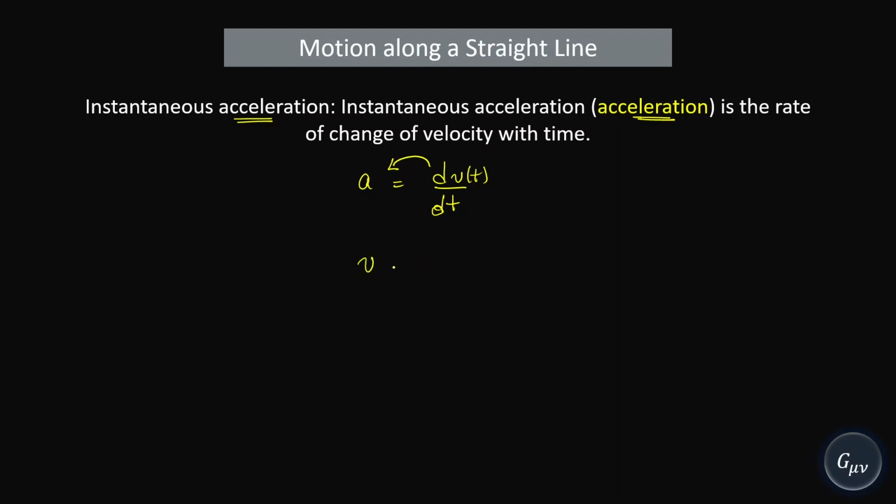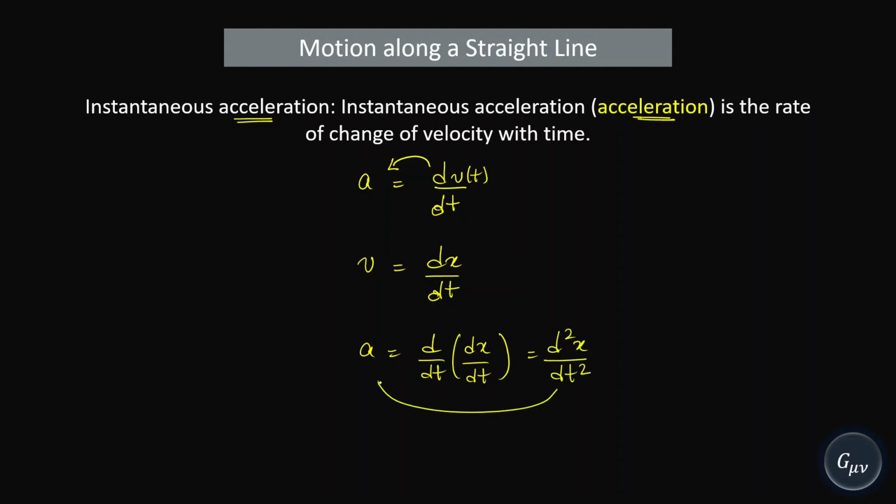We also know that the velocity itself is dx by dt. So acceleration is d by dt of dx by dt, which is written as d2x by dt2. So that means acceleration is the second derivative of the position function. So this is how acceleration, velocity and position, these three quantities, are related to each other. The velocity is the first derivative of the position and the acceleration is the second derivative of the position function.